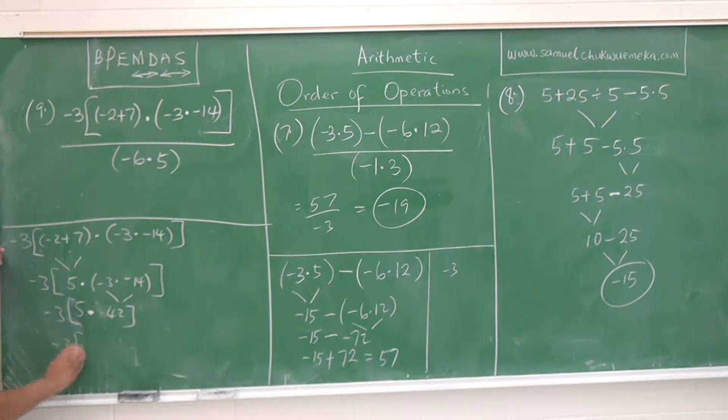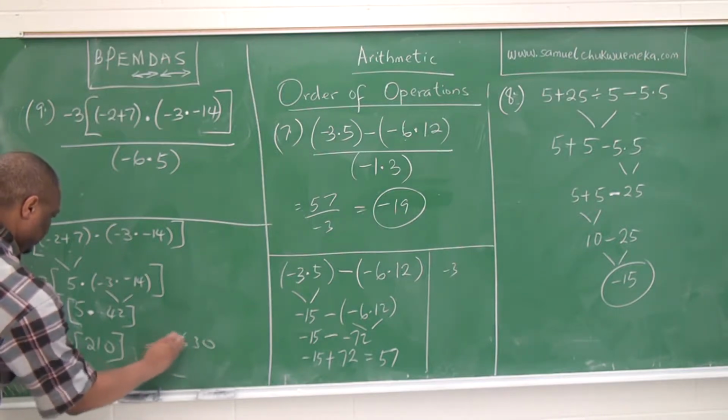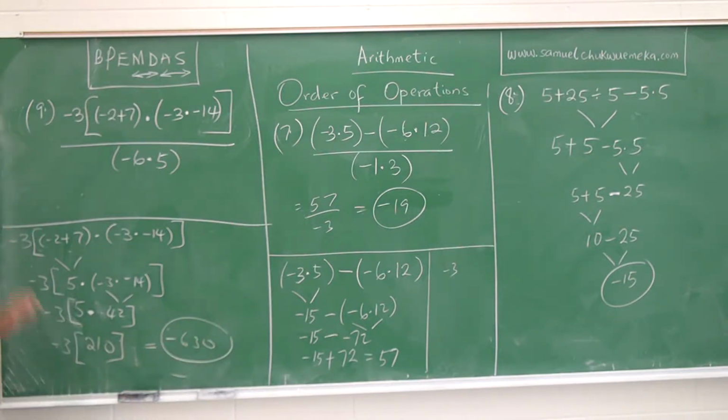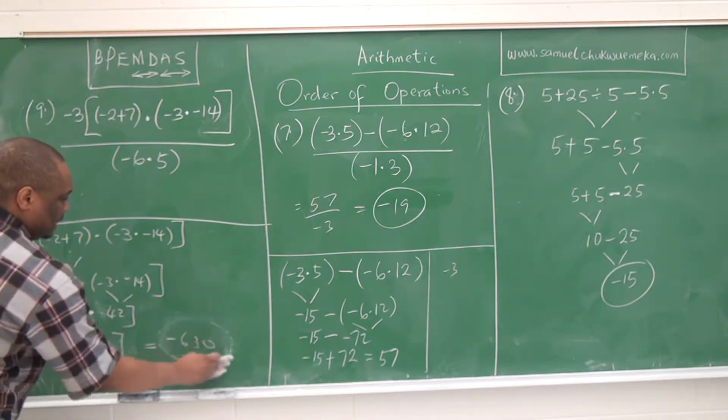5 times 42 is what? 5 times 2 is 10, carry 1. 5 times 4 is 20 plus 1, 21. Okay? So which is what now? This is 0, this is 3, this is 6. Negative 630. So the first one is negative 630. Let me not put this circle as if it's the answer. It's not the answer yet.